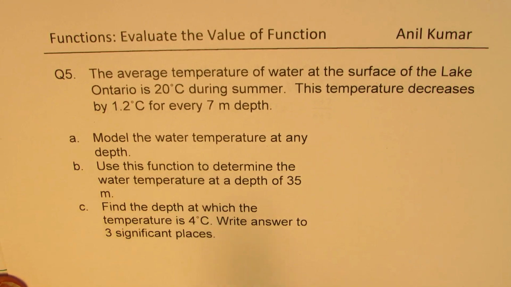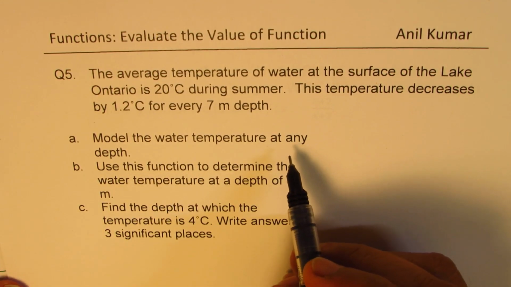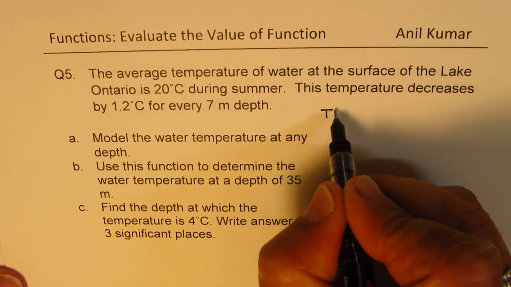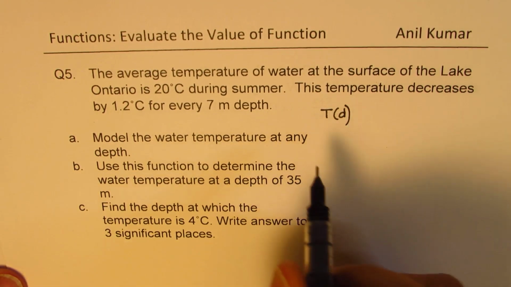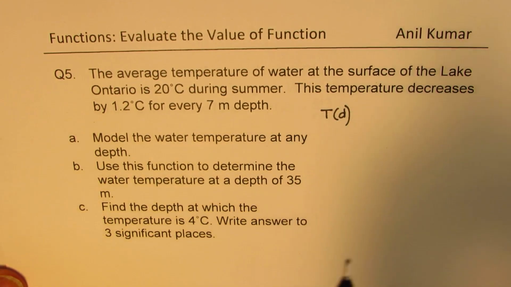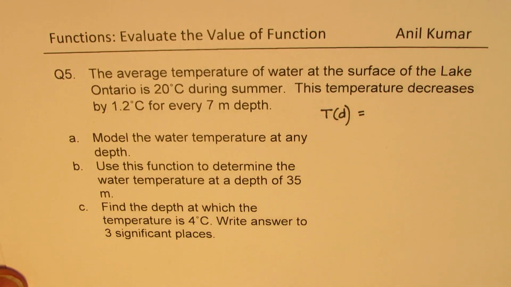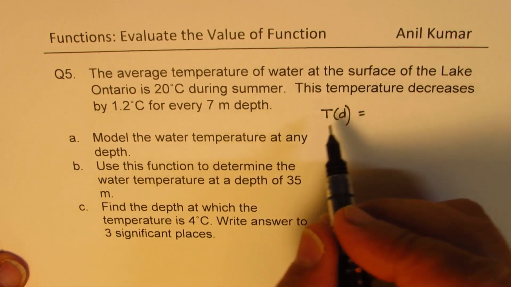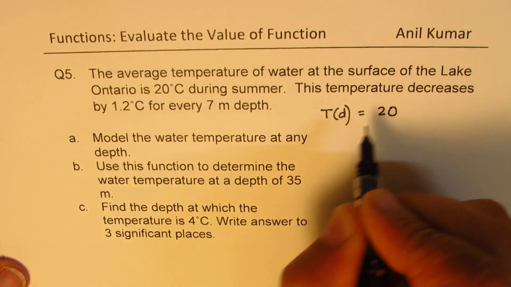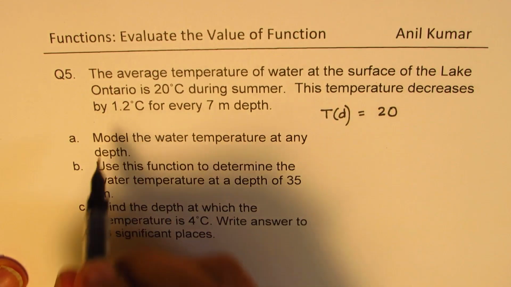Okay, so let's define a variable. Let the temperature be T and the depth be D. In function notation, we can write temperature for a given depth. Depth is going downwards. We're not using negative numbers, but we are using depth as going down. The maximum temperature is at the surface, which is 20. It is decreasing at a constant rate.